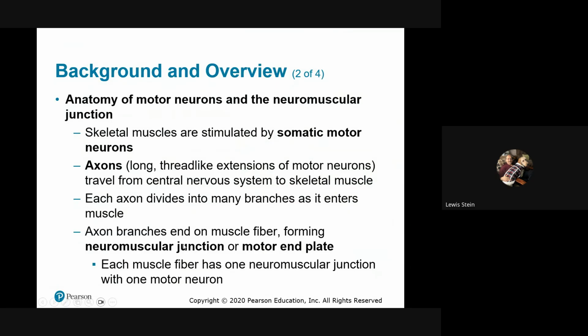So the axon branches end on a muscle fiber. That is an individual cell. Again, it could be a foot in length, so it can be a pretty long cell. And we call that junction point the neuromuscular junction. The unique protein it sits on is called the motor end plate. And there'll be multiple branches. Each muscle fiber has one neuromuscular junction with one branch of this, quote, motor neuron.